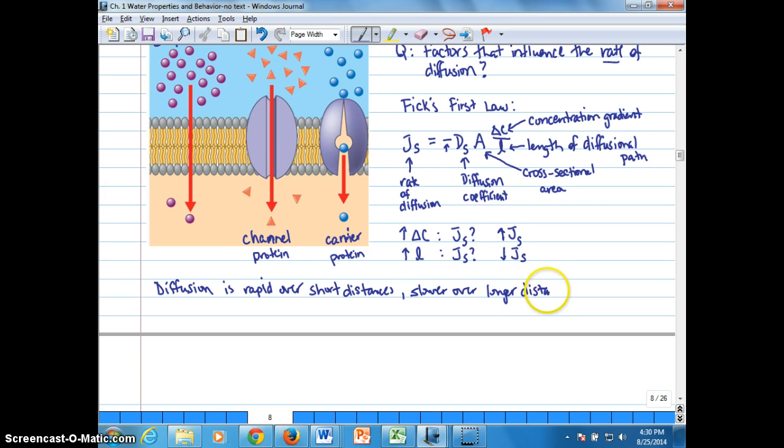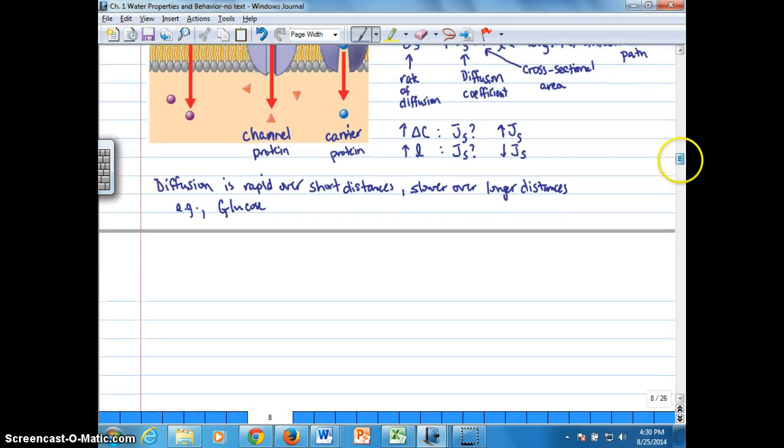As an example, we can use glucose. Glucose diffuses through water at a rate of 10 to the negative ninth, or one billionth of a meter per second.